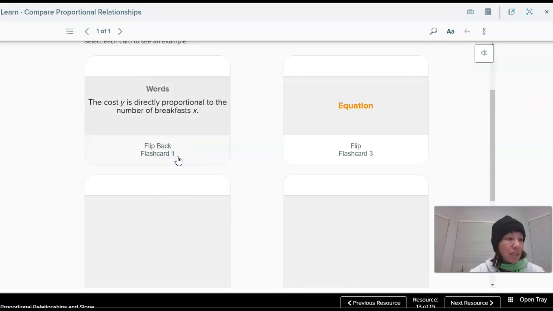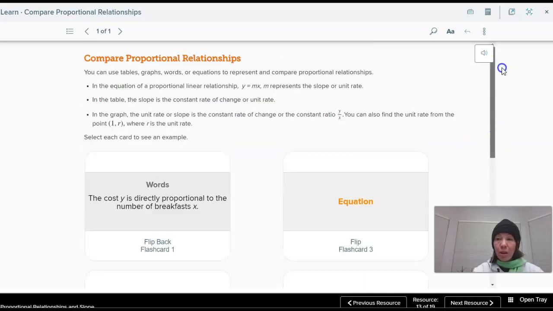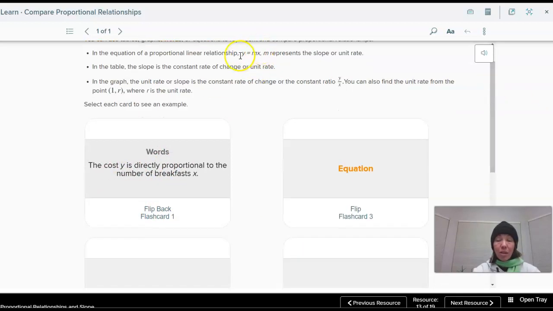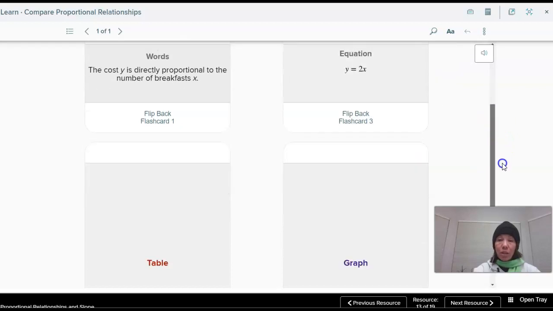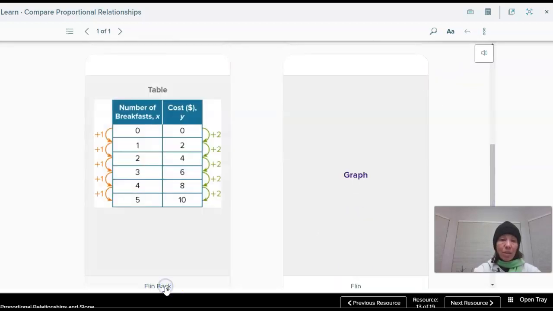So here's an example of words. The cost y is directly proportional to the number of breakfasts x. Whenever you see this directly proportional, that means it's proportional. We can write an equation like this to represent the relationship between y and x. Directly proportional means there's some constant m that we can directly relate y and x using that constant. So an equation might look like this, and a table might look like this.